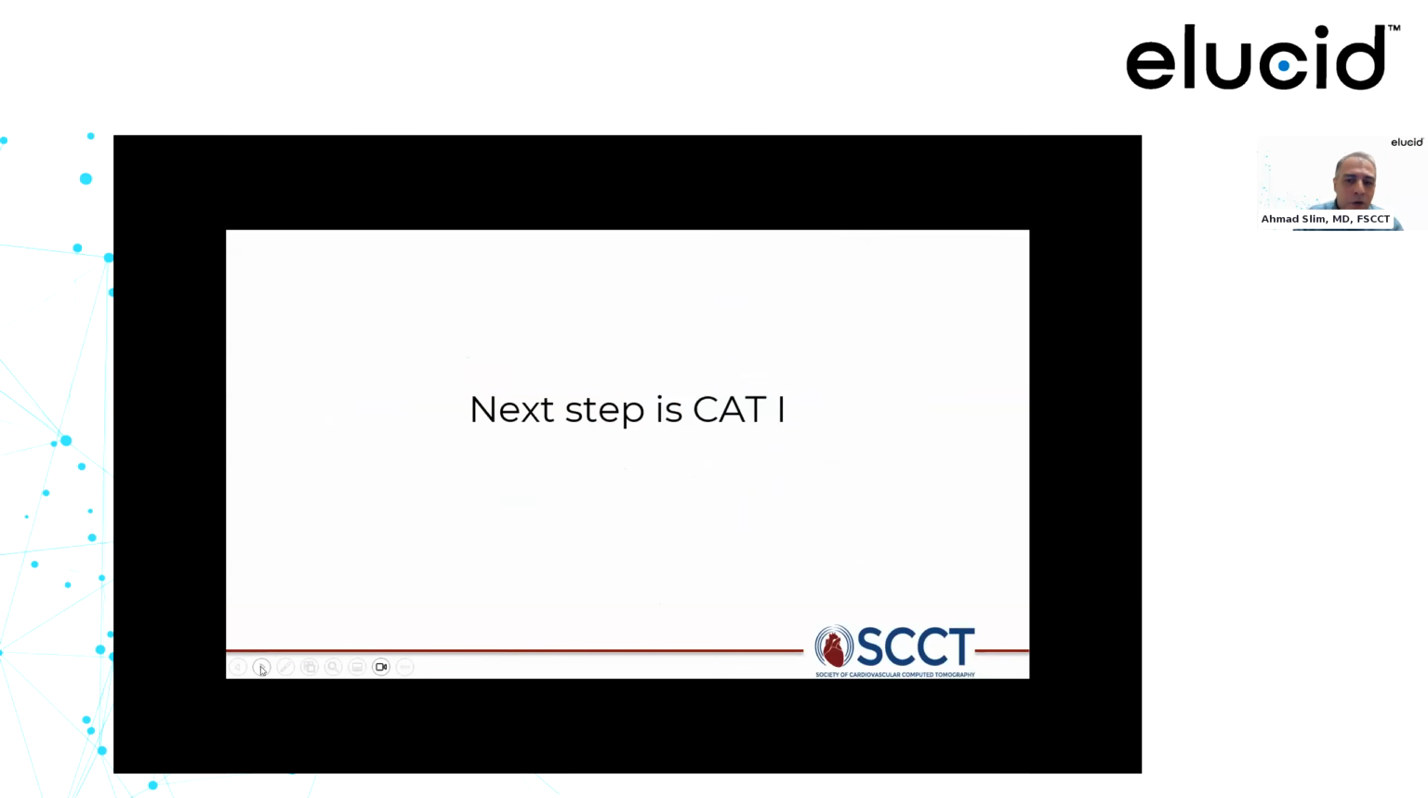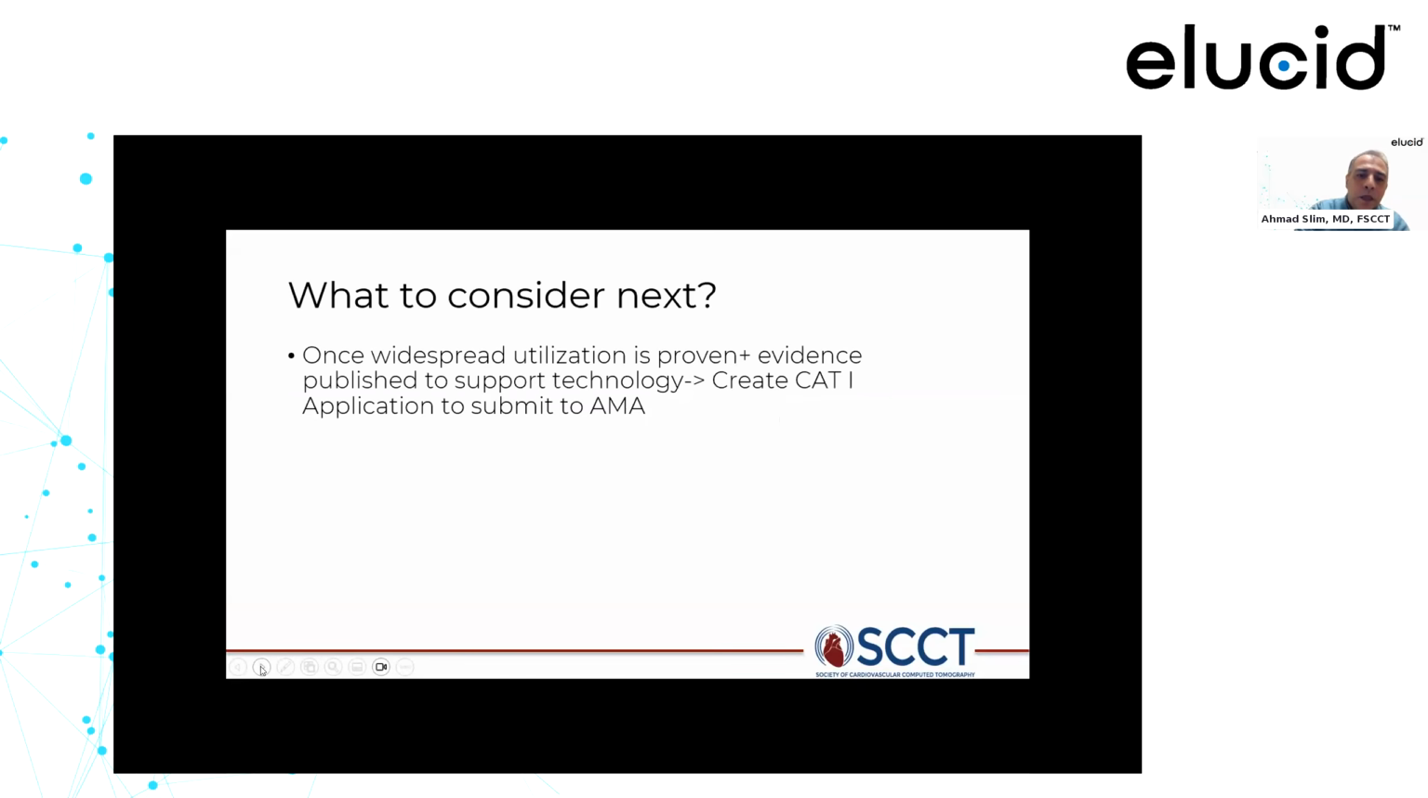We've been using T code for a while. So how do we get to Category 1? That's always our ultimate goal. There are two components that we need to accomplish. One is widespread utilization of the technology, and second is publications with at least 5 either randomized clinical trials or large meta-analyses, and preferably guidelines if possible.